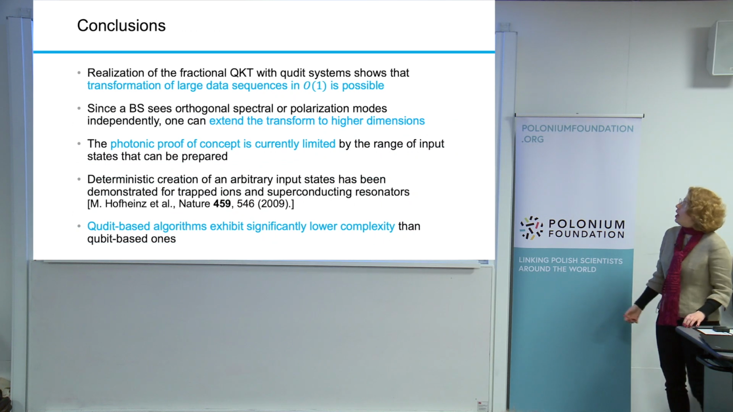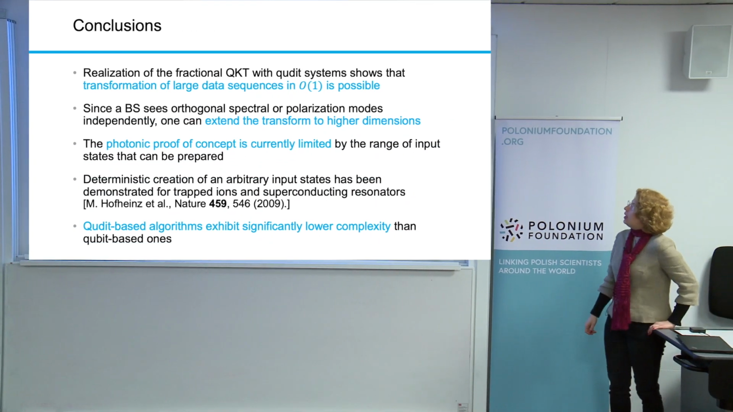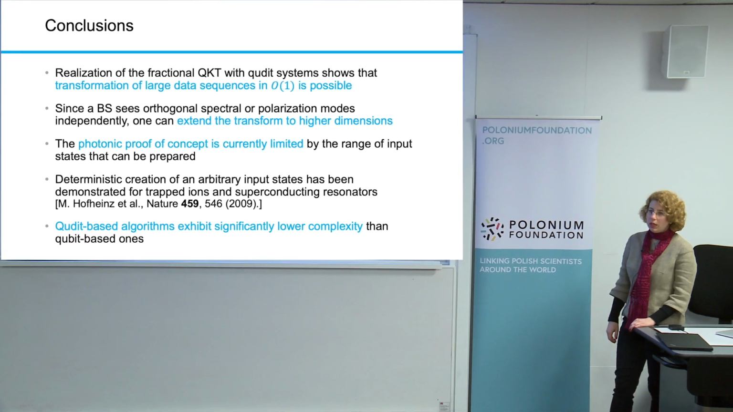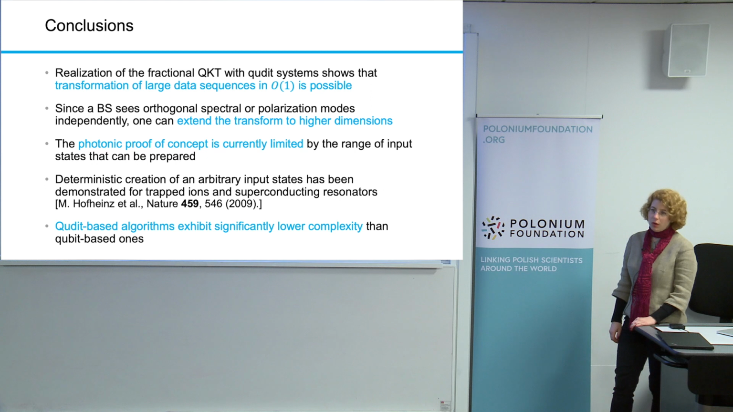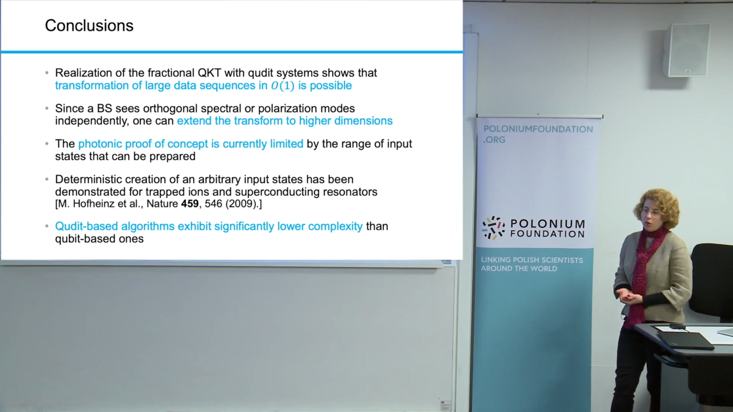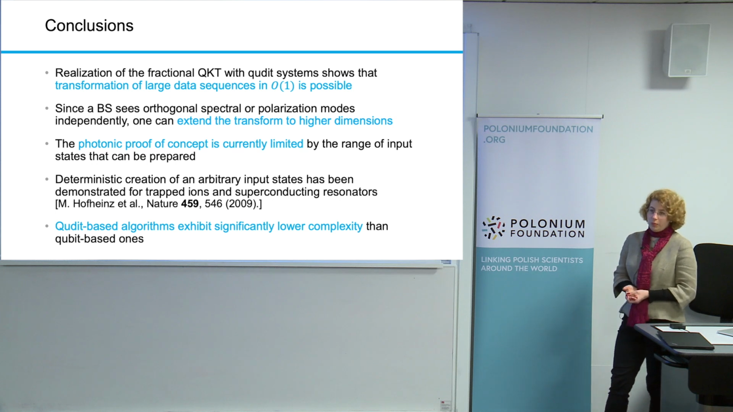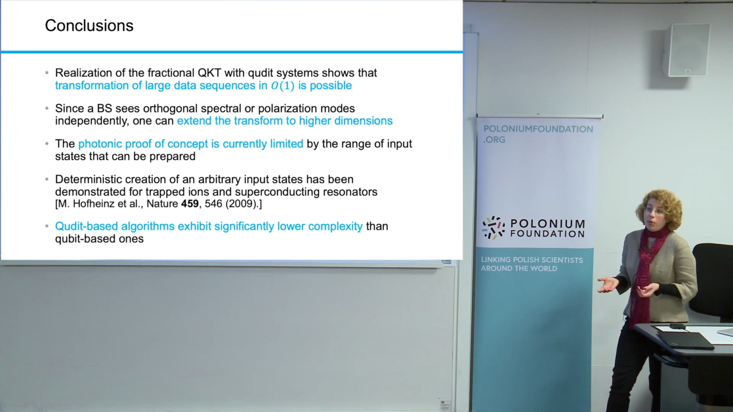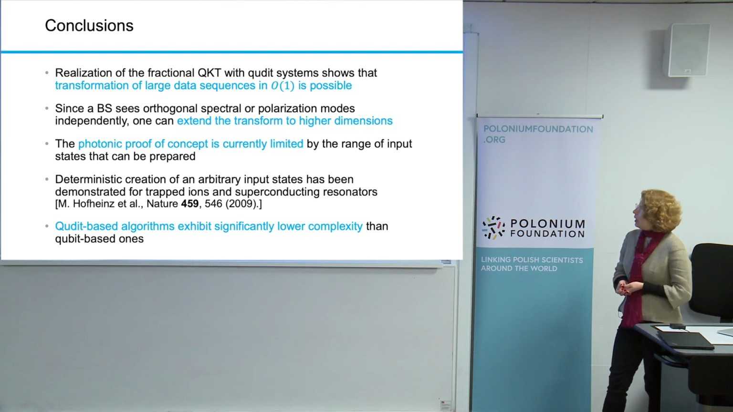And let me conclude quickly. Transformation of large data is possible in 1 step if we use quantum encoding, so D-level quantum systems. This was transformation of a 1-dimensional sequence, but this can be extended to more dimensional data, 2, 3, as much as you like, by employing other degrees of freedom like polarization and frequency.